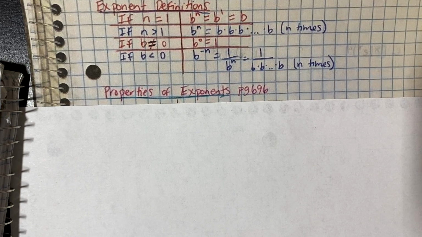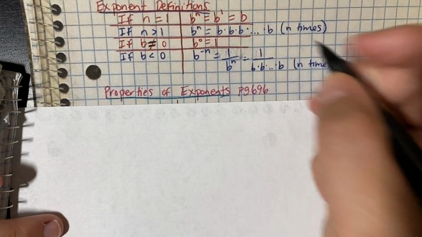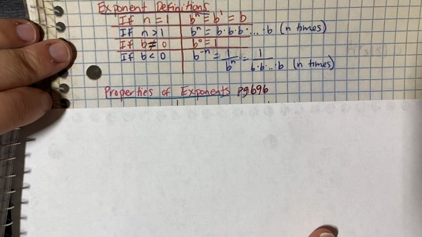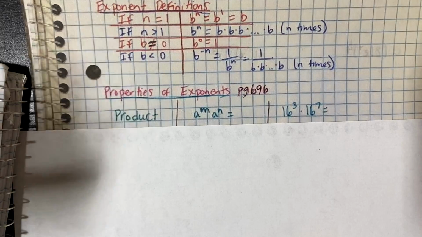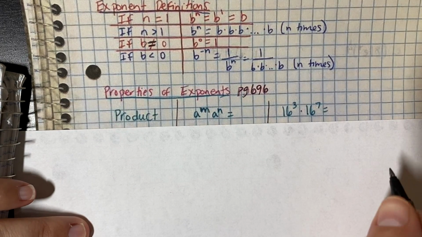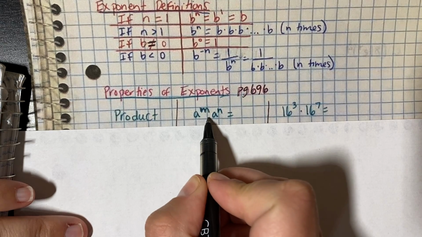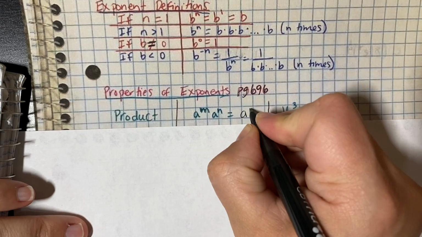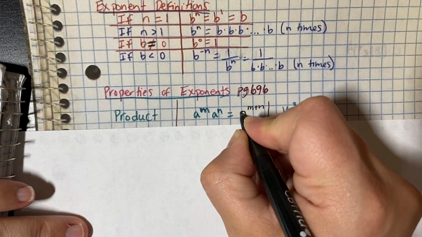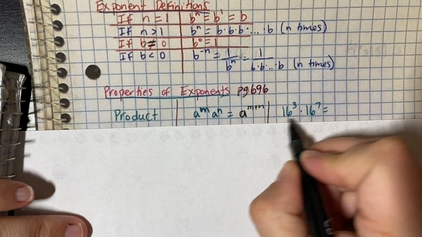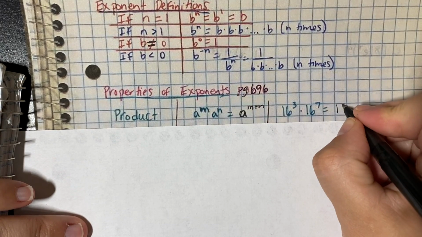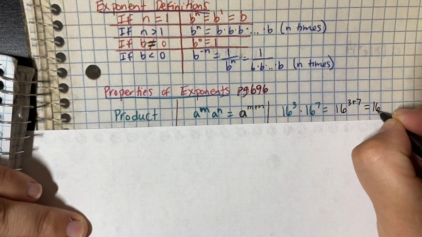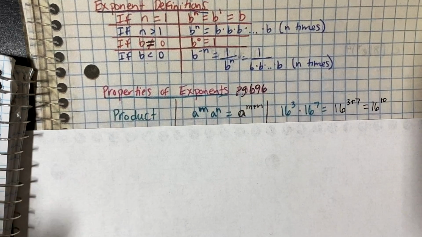Okay, some properties, if you want to take a look at these in your book, they're on page 696. All right, but you've seen these before. So the product property: when you have a to the m times a to the n, and your bases are the same, you can just add your exponents. Our bases are the same. We're multiplying, so we can go 16 to the 3 plus 7, or 16 to the 10th power.